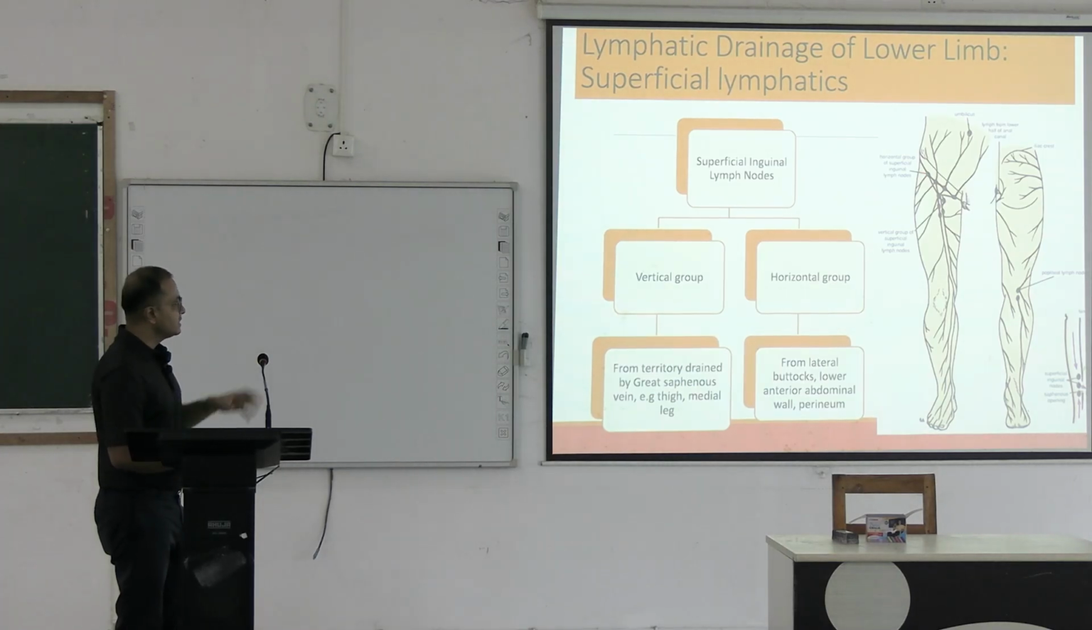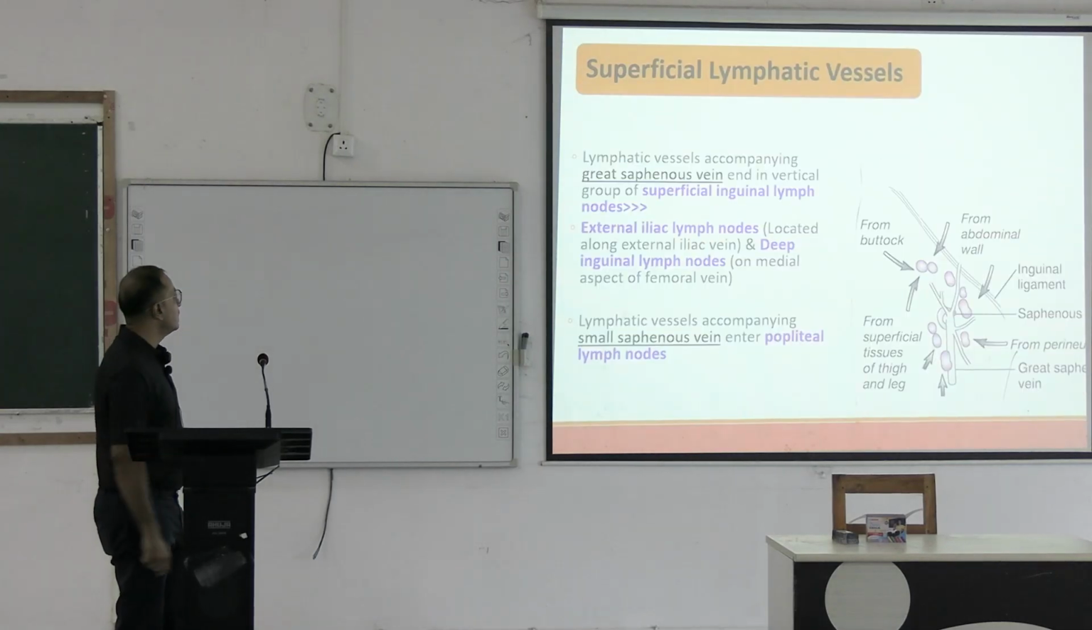The vertical group receives the lymphatics from all of the medial side and the anteromedial side, as well as the whole of the thigh region. So all this region drains to this vertical group of superficial inguinal lymph nodes. The horizontal group receives the lymphatics from the anterior abdominal wall, glute region and groin region, as well as from the organs or genitalia, etc. Lymphatics from the superficial group drain to the deep group, and from the deep group go to the deeper group, which we call the iliac group of lymph nodes.